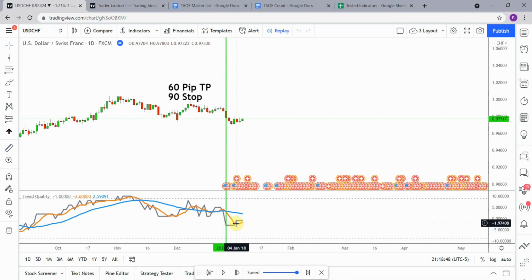So that's an example of one instance of when we would take a trade. The other one would be if you see how the gray line crosses back up above the orange right here, but they're both still below the blue. If the gray then pops back down below the orange, then we would enter for another short. Let's go ahead and play it forward and see what happens.